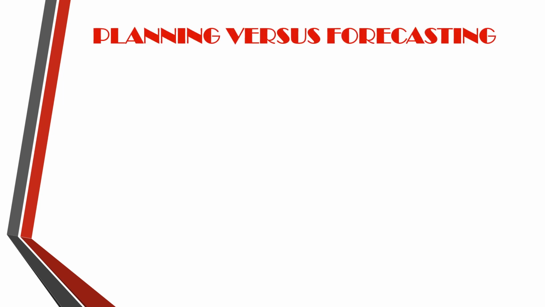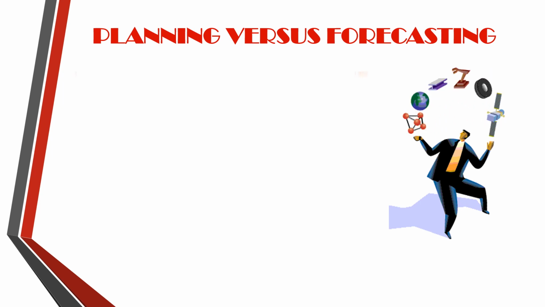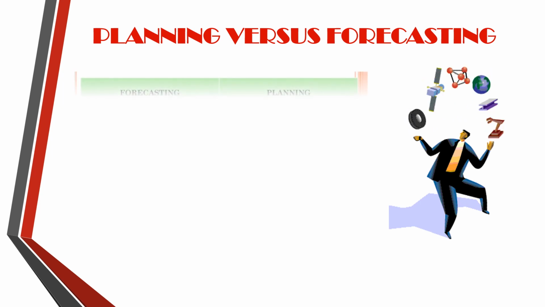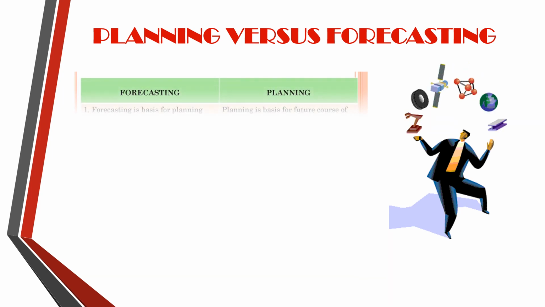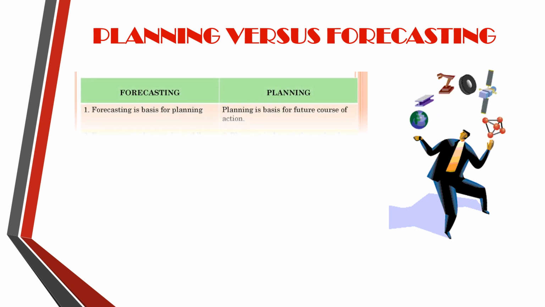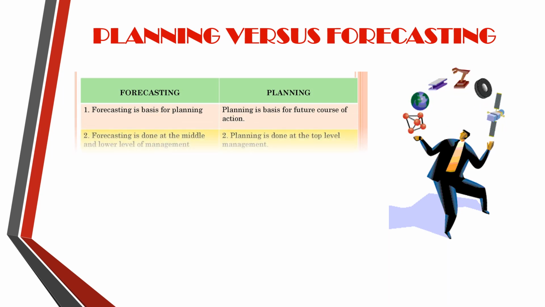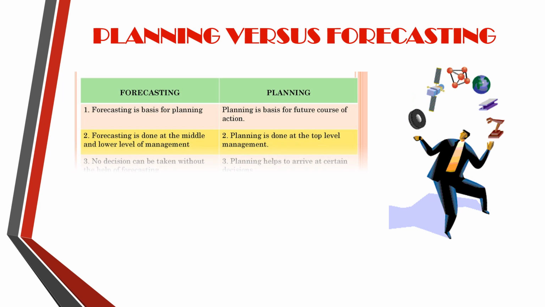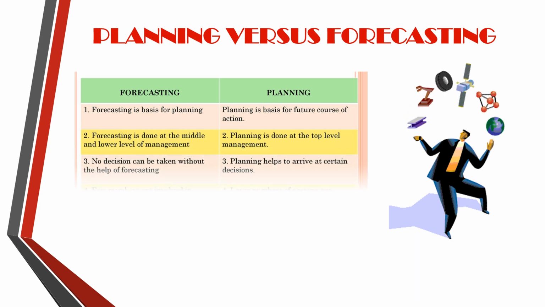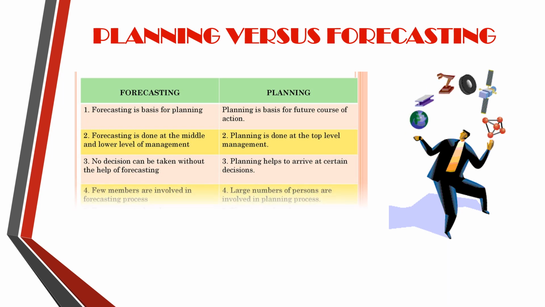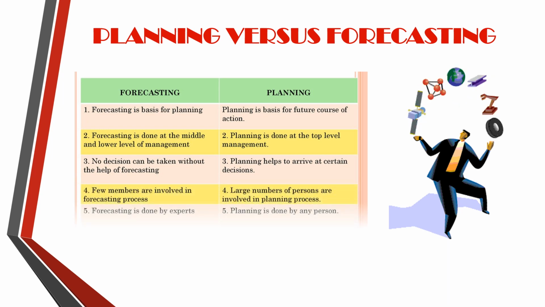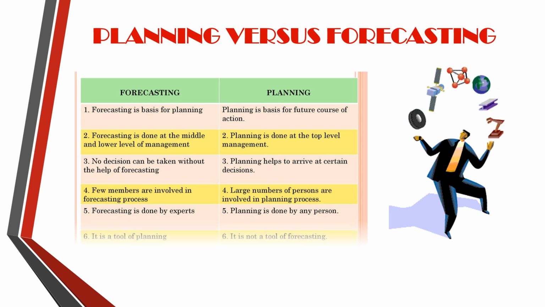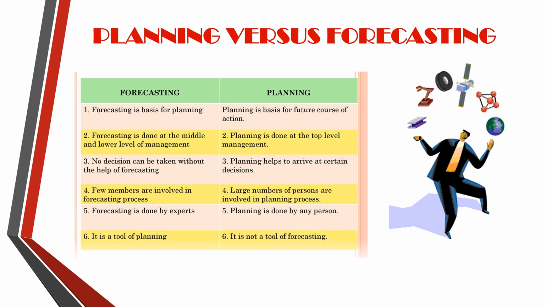Planning versus forecasting. Forecasting is the basis for planning, while planning is the basis for future course of action. Forecasting is done at the middle and lower levels of management, whereas planning is done at the top level of management. No decision can be taken without the help of forecasting, while planning helps to arrive at certain decisions. Few members are involved in the forecasting process, whereas a large number of persons are involved in the planning process.